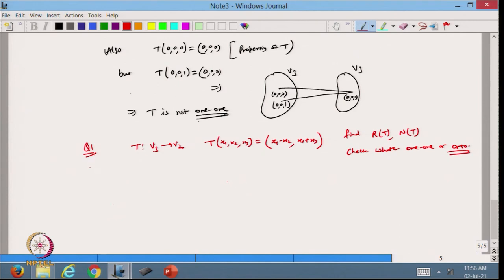We already know that it is a linear transformation. Now how can I define the range space? The range space of T is the set of all elements of the form x1 minus x2 and x1 plus x3, that belongs to my V2. So all the elements come in this form. So this is the way my range is coming. So the range will contain this type of element.